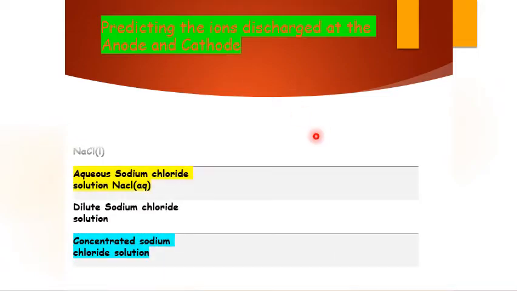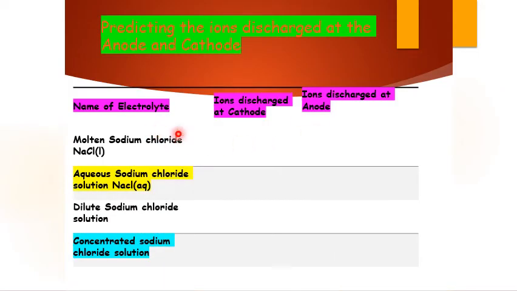So we have some examples here, we're going to try them. The name of the electrolyte is molten sodium chloride. What's going to be the ion discharge at the cathode? Sodium, very good, because we know that there's no water added, so it's just the ions in the electrolyte.